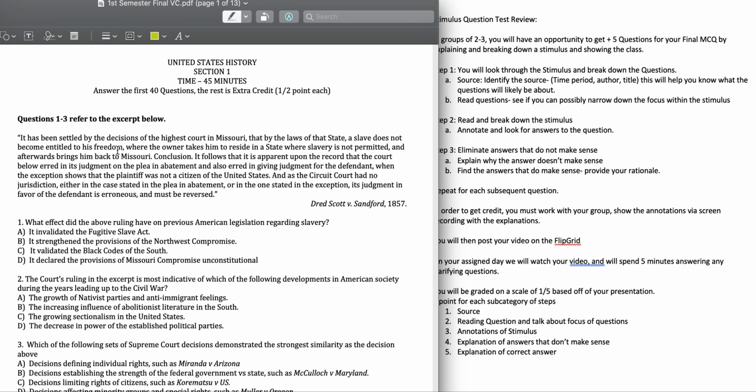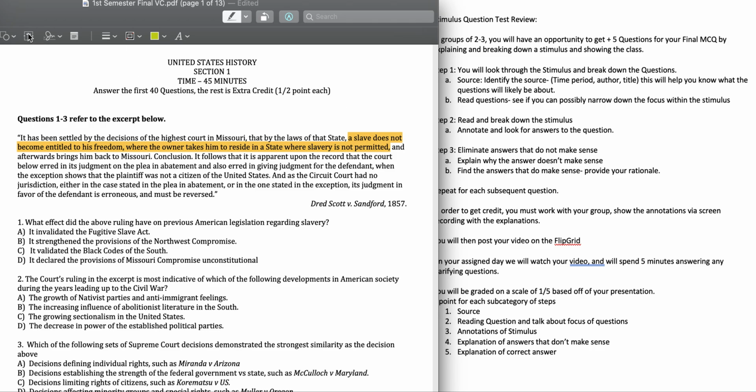It has been settled by the decisions of the highest court in Missouri that by the laws of the state, right? So obviously it's just talking about this is a court case. A slave does not become entitled to his freedom where the owner takes him to reside in a state where slavery is not permitted. So this is the core aspect of this case, right? This is the introduction.